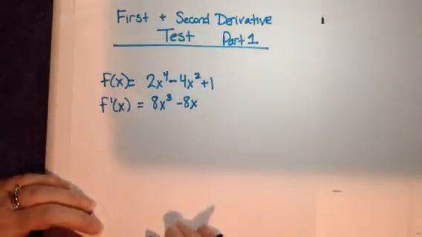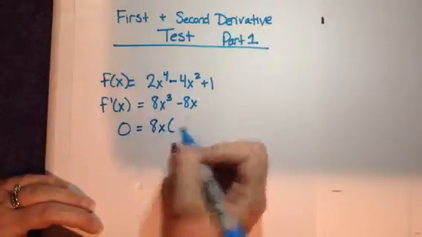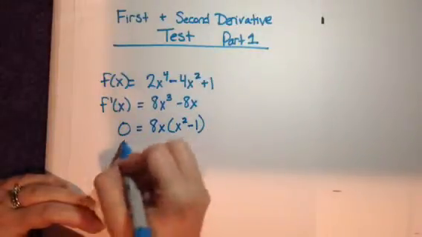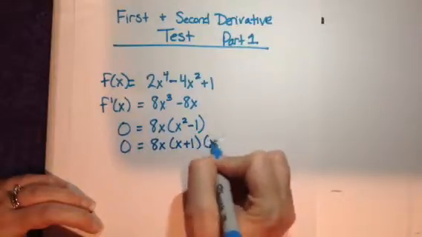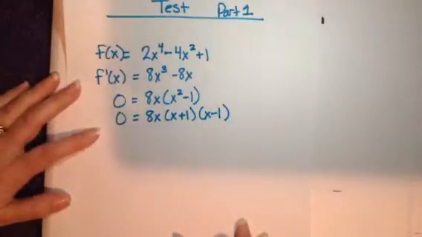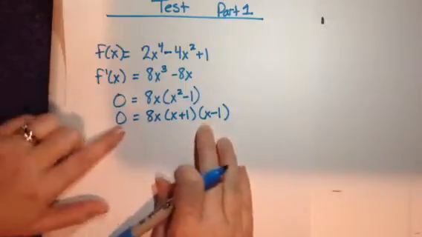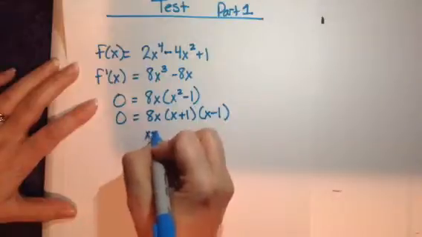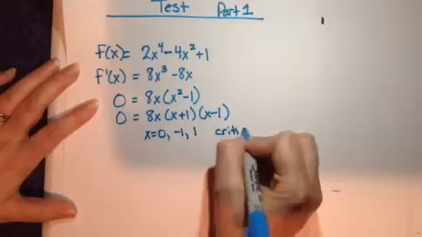All right, second step's going to be to set that first derivative equal to 0, factor out any like terms, and I get x squared minus 1. Keep factoring, and I get 8x, and then x plus 1, x minus 1. Now, I have 3 critical points. Critical points occur where the derivative equals 0 or where it's undefined. This derivative will never be undefined. So my critical points are x equals 0, negative 1, and 1. These are my critical points.